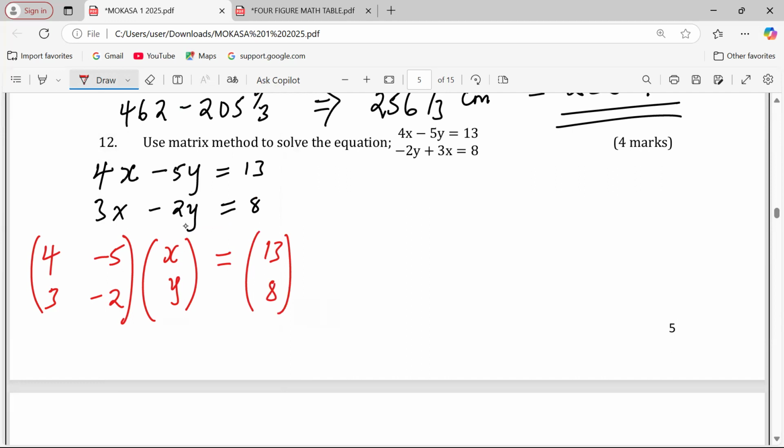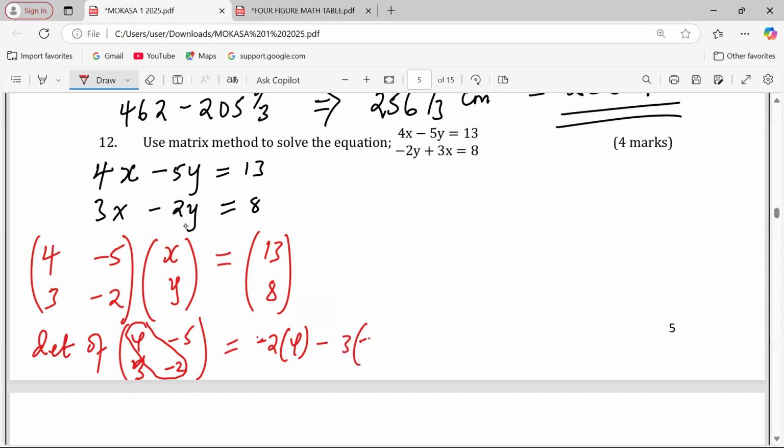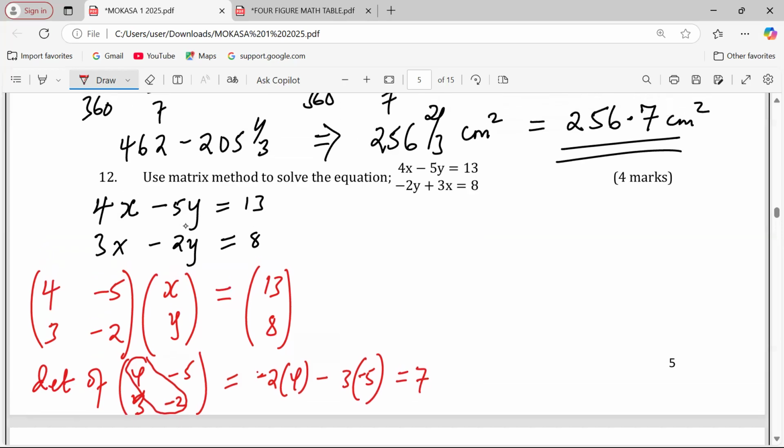Now we have to look at the determinant first. The determinant of the coefficients matrix 4, negative 5, 3, negative 2 is going to be the product of elements in the leading diagonal minus the product of the elements in the other diagonal. So we need negative 8 plus 15. Negative 8 plus 15 will give us 7.